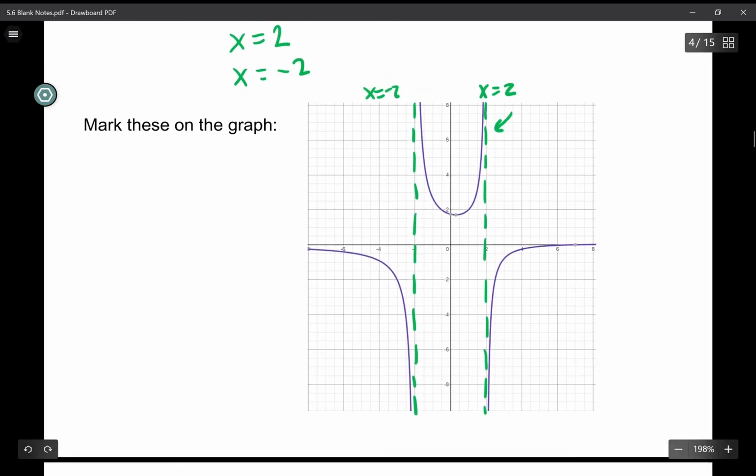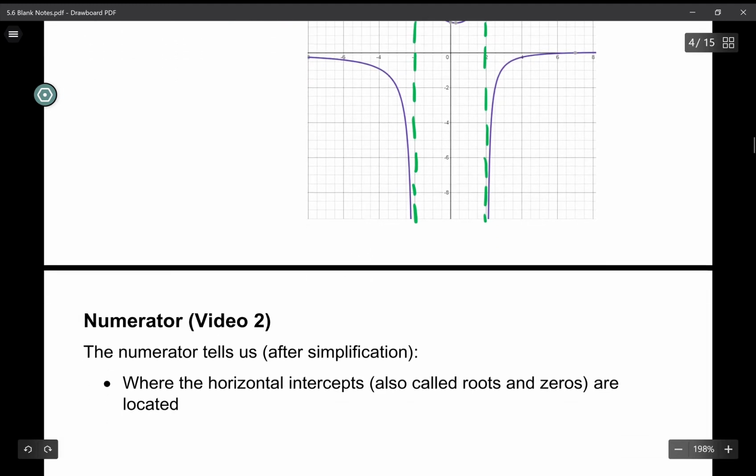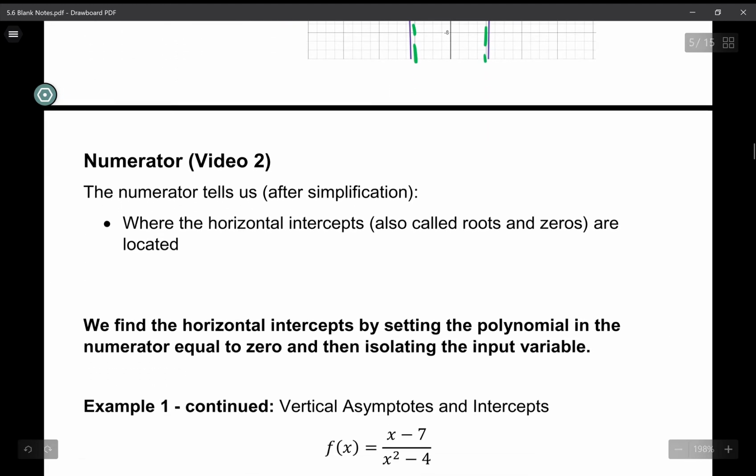All right. It says video 2, but I think we can keep going. Let's just keep going. I'm just going to cross this out. This is still video 1. We've only been going for about 6 minutes.